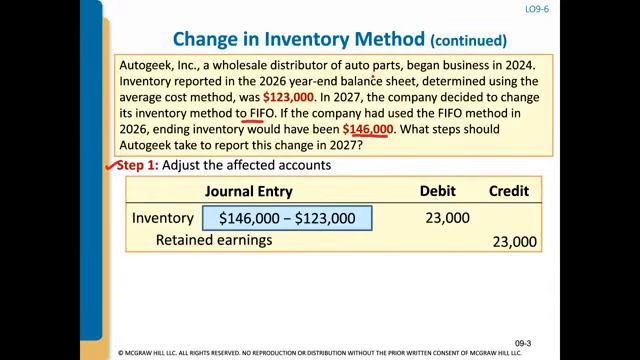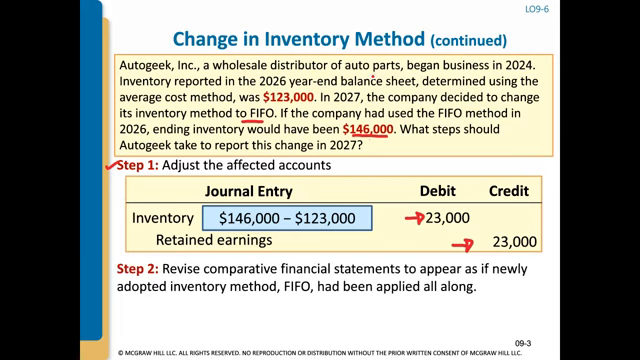Step one, they adjust their affected accounts. They need to increase their inventory by 23,000, to take it from 123 to 146. And then the other side of that entry is retained earnings. And that's really how the catch up happens from the prior year, because your cost of goods sold would have been different under the FIFO method, right?